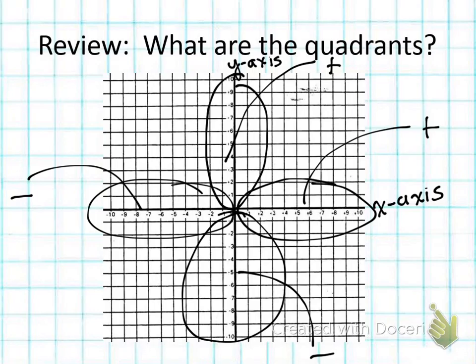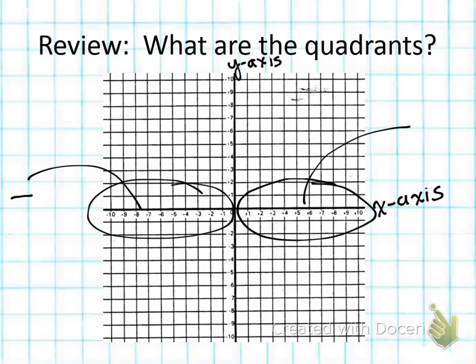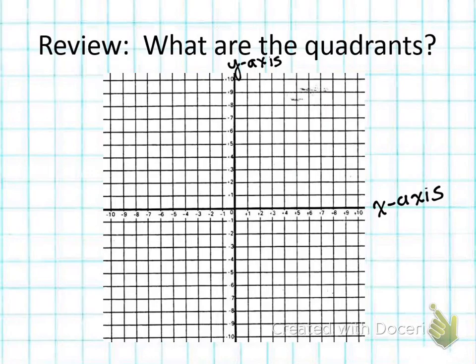Okay, so those are the axes. And one more thing are the quadrants. The quadrant that's up here at the top right, that's quadrant 1. That's all the positive ones. Quadrant 2 is top left, and this is 3, and this is 4. Okay? That's all it is.